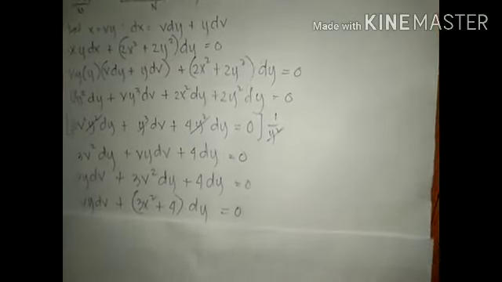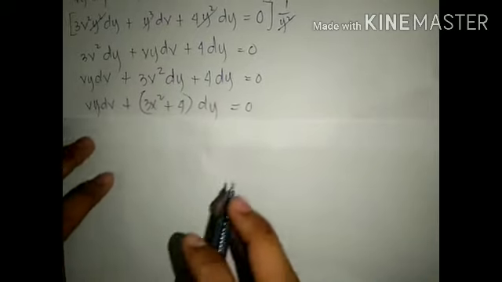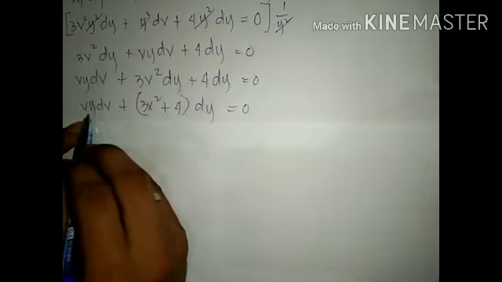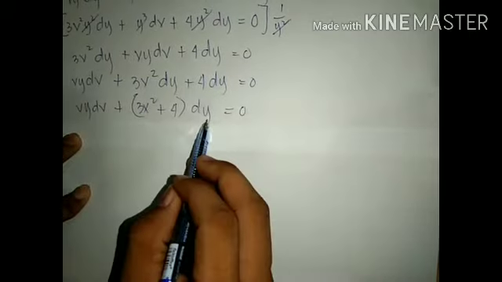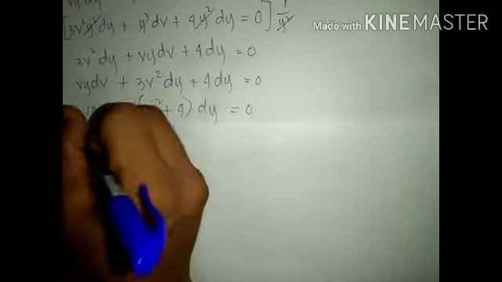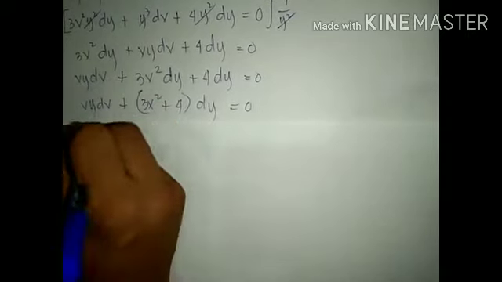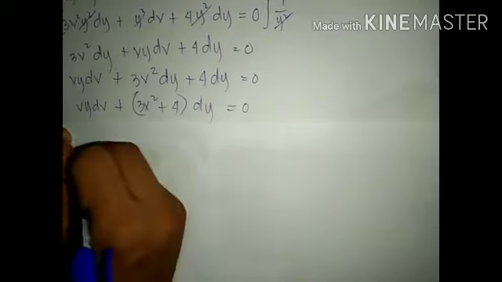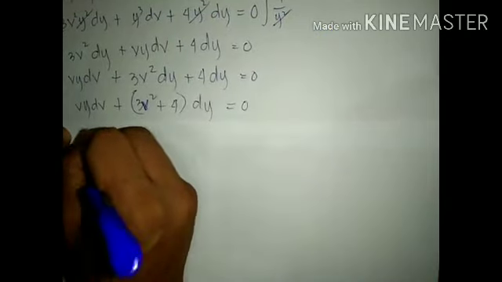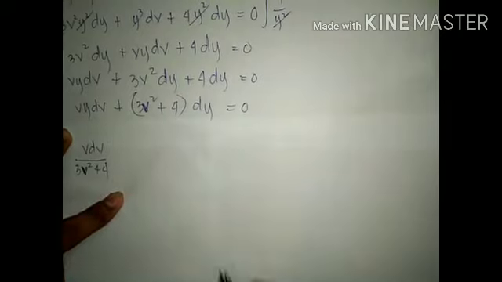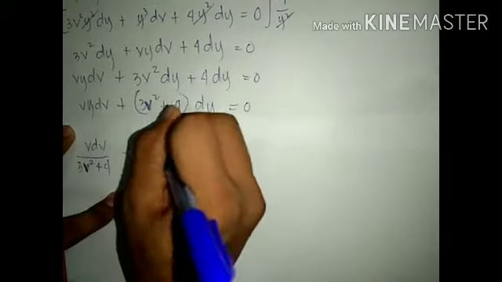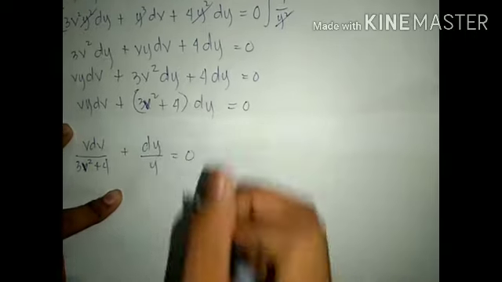Next, we separate the variables. We move y and dv so that we can integrate. So the y moves over, and we have v dv over 3v squared plus 4, plus dy over y, equals 0.